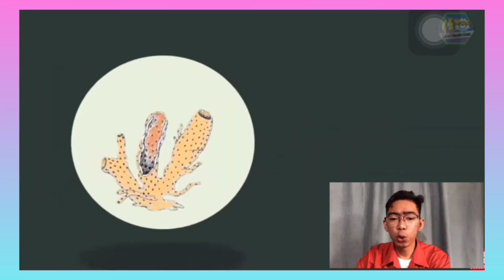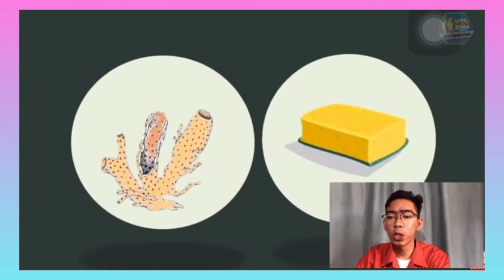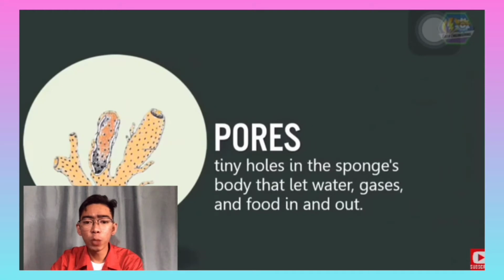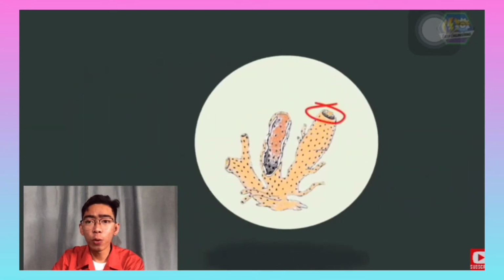Their body texture looks very much like the texture of your kitchen sponge. Both your kitchen sponge and a sea sponge get that texture from their pores. When we say pores, these are tiny holes in the sponge's body that let water, gases, and the food in and out. The sponges are shaped like a tube with the end stuck to an object like rocks.